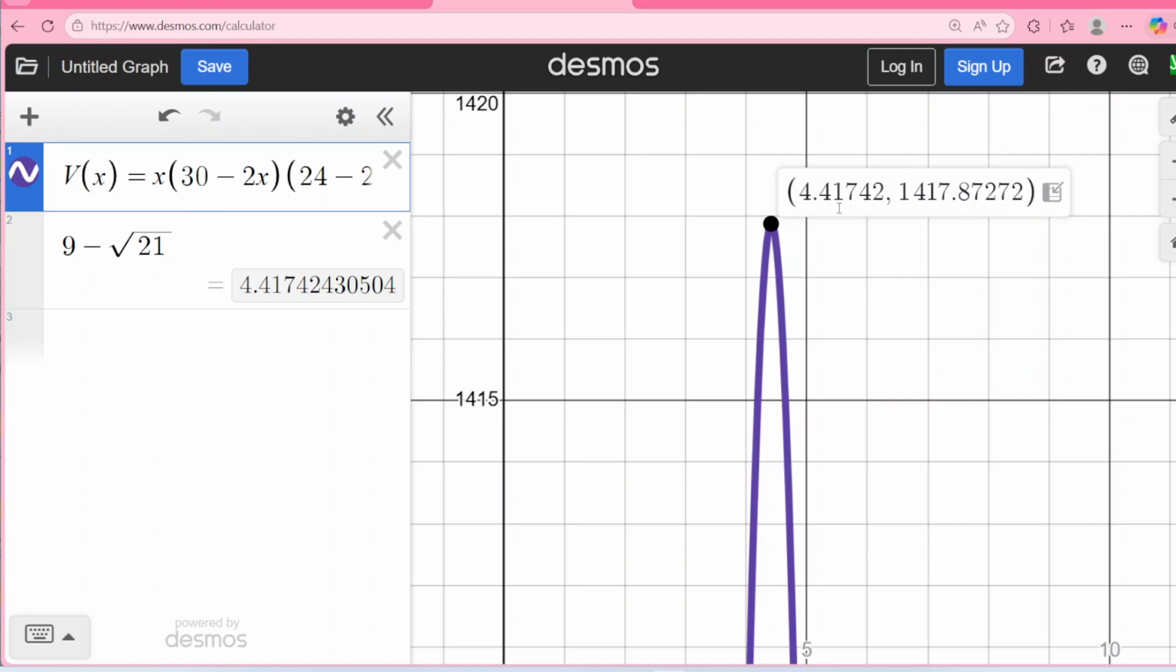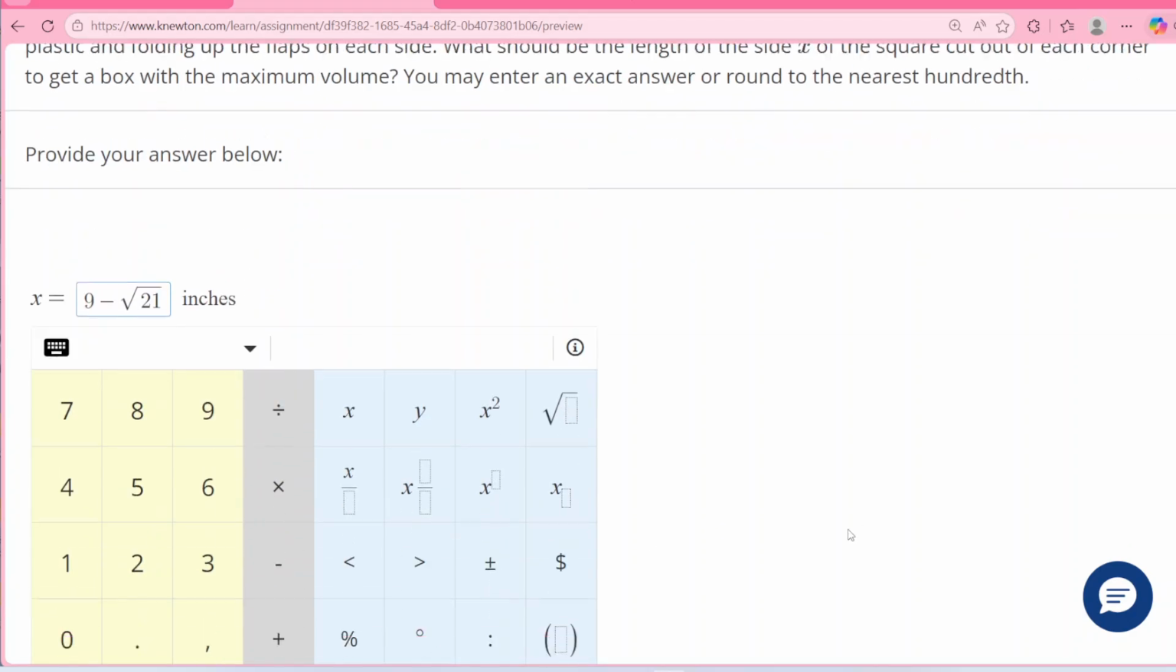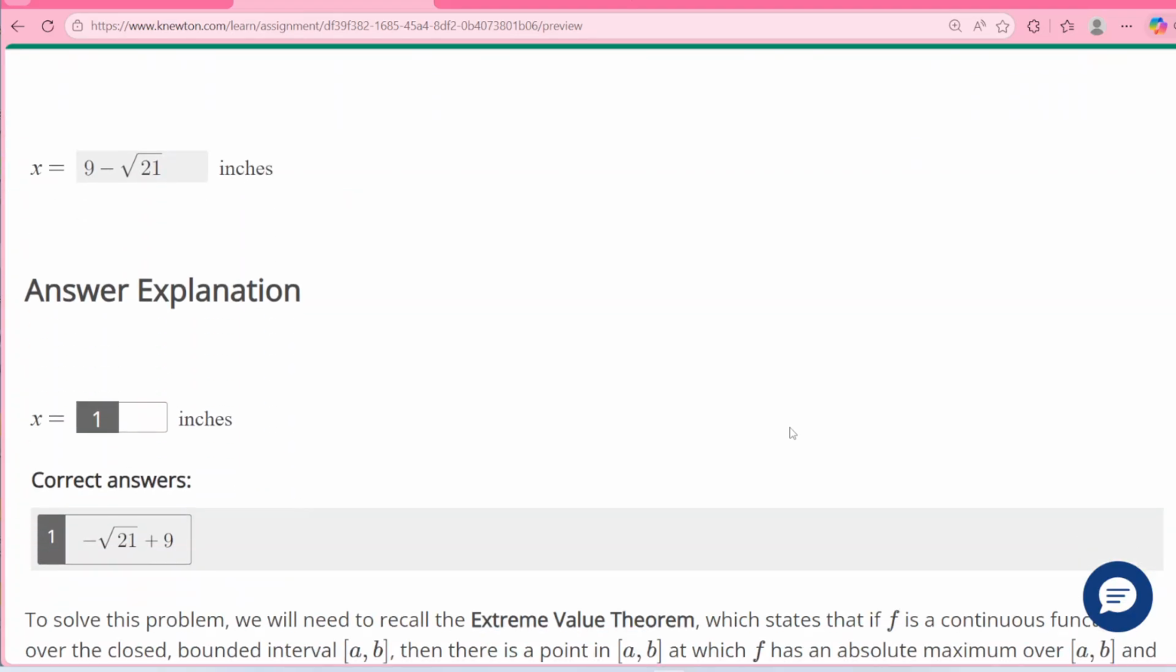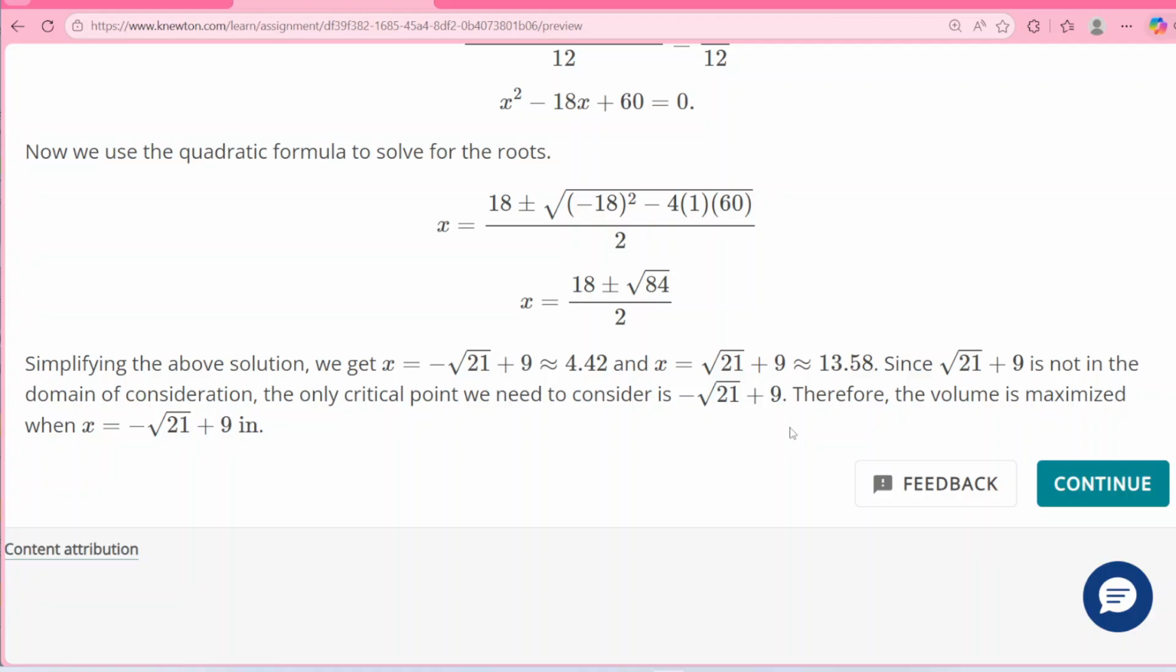Now you could put two decimal places, go 4.42, but since I found the exact, I'm going to put the exact. x equals 9 minus the square root of 21 inches would be the exact value x needs to be to get a maximum volume. Great. We got a little diagram there. All right, cool.